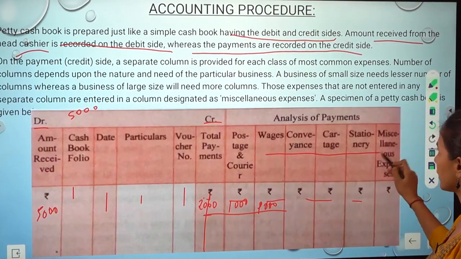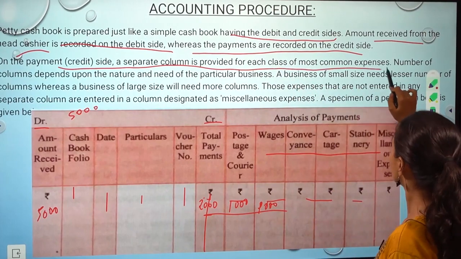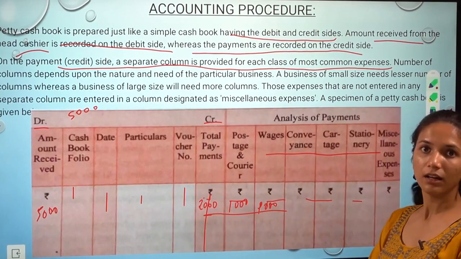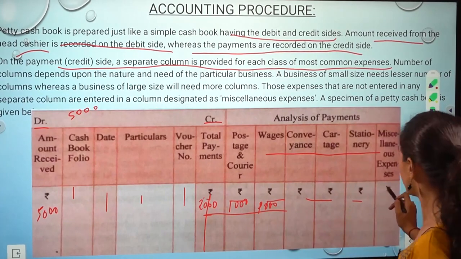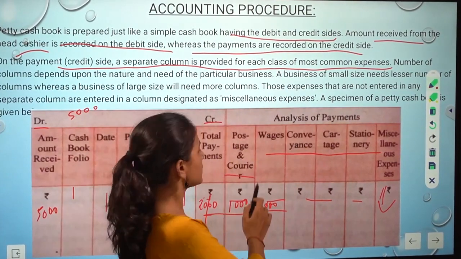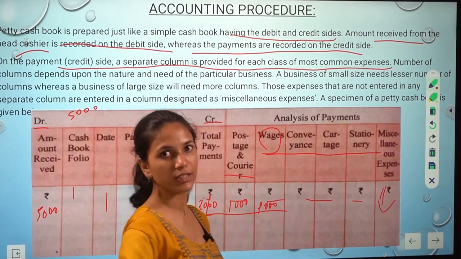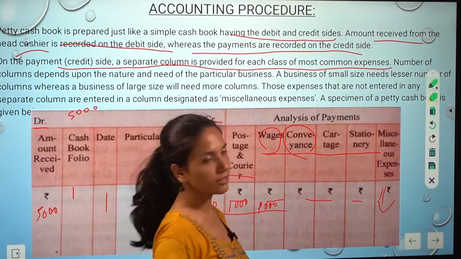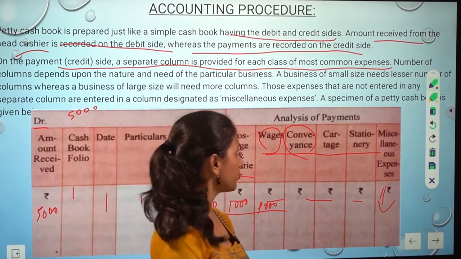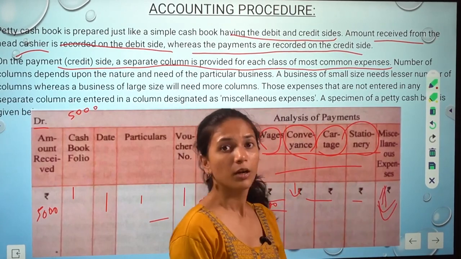It's very easy. The payments are recorded on the credit side. All the payments are categorized, so it is very easy to post on the payment credit side. A separate column is provided for each class of most common expenses. The extra that doesn't come under any column will come under miscellaneous expenses. It is like postage and courier, whatever the postage charge, stamp charge, courier charge, all will be in this. Then wages, whatever small wages are paid to the workers. Then conveyance, whatever taxi fare or other fare there is, will be under conveyance. Cartage charge, stationery, and except all these, everything will come under your miscellaneous expenses.